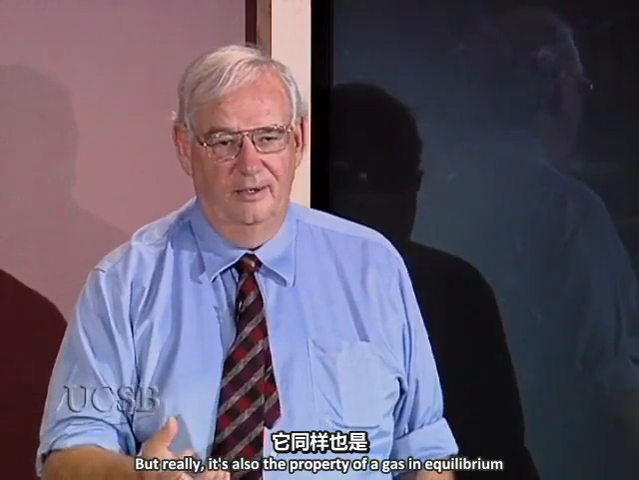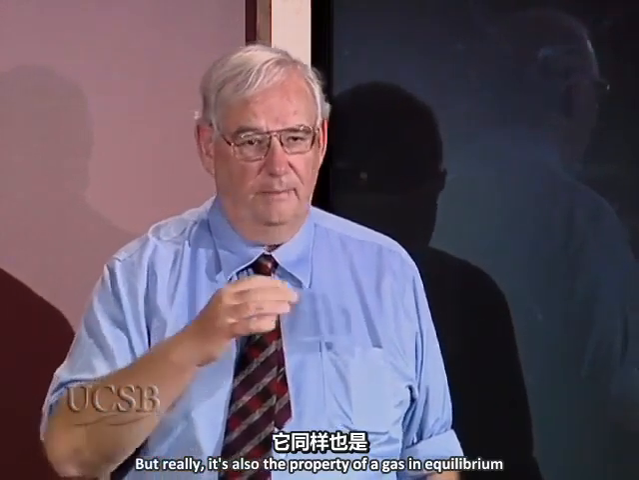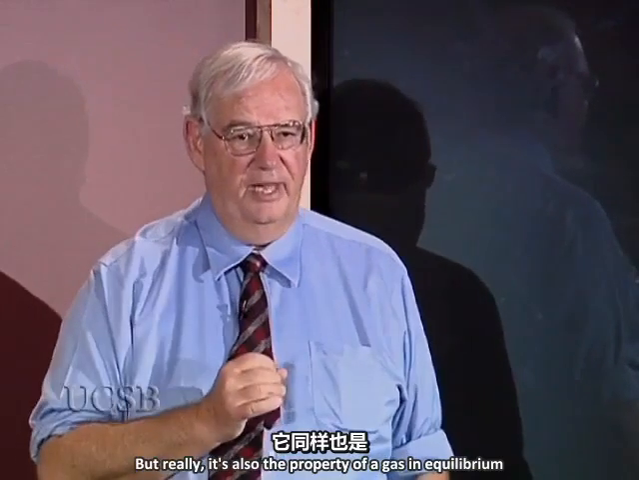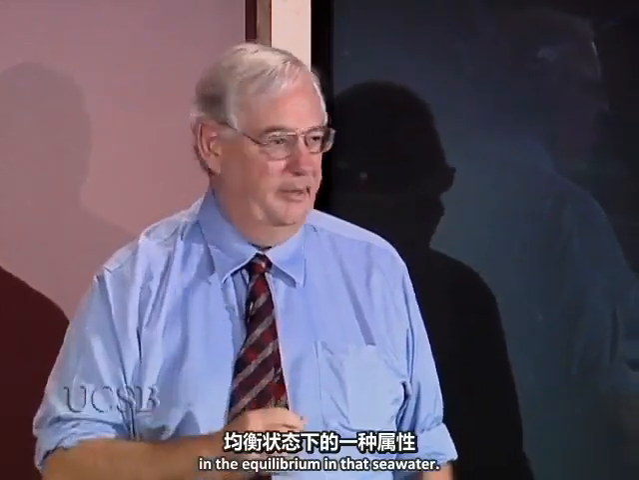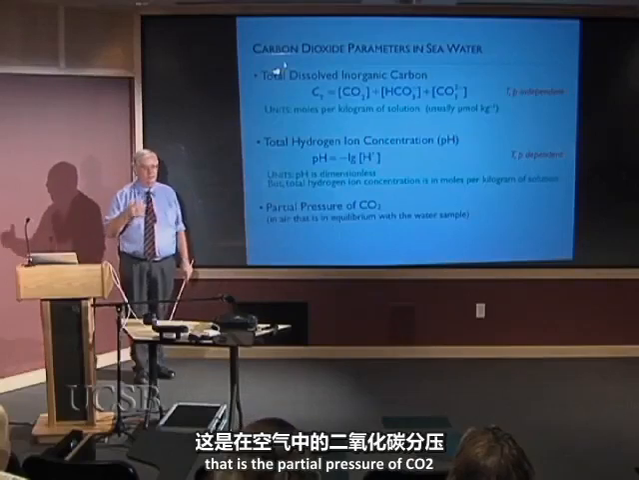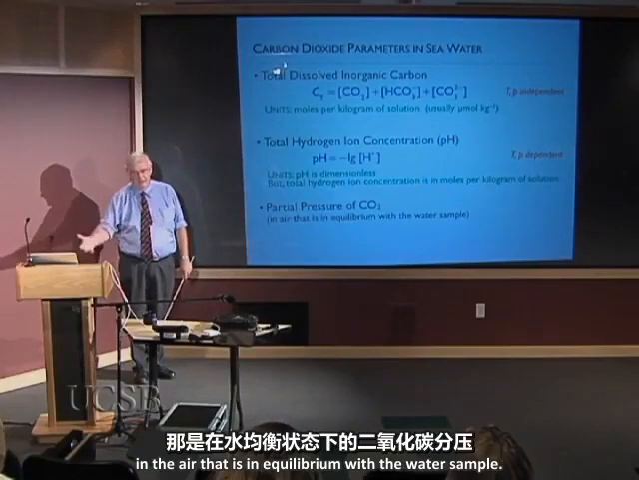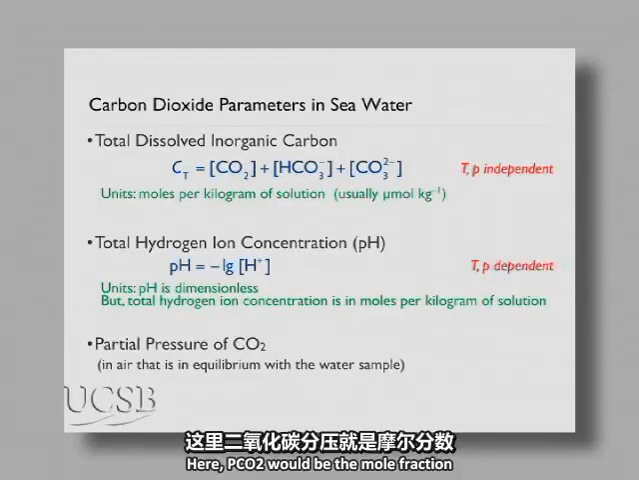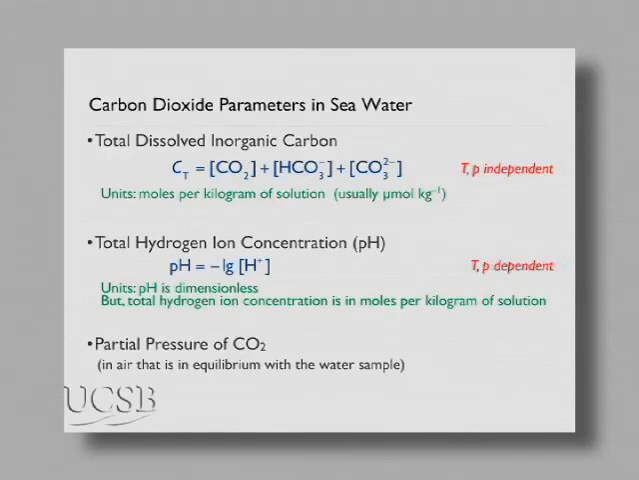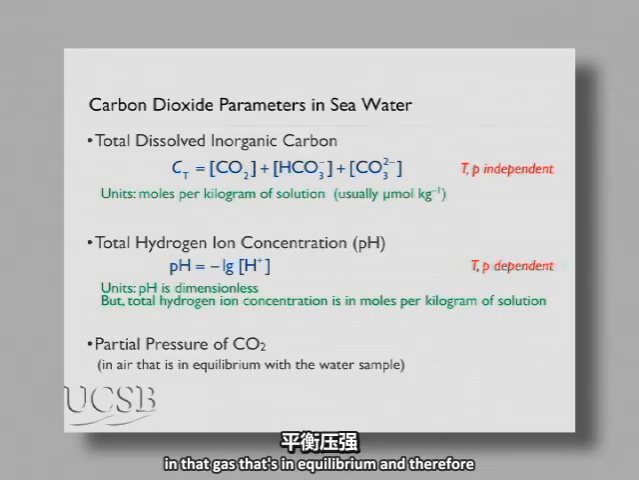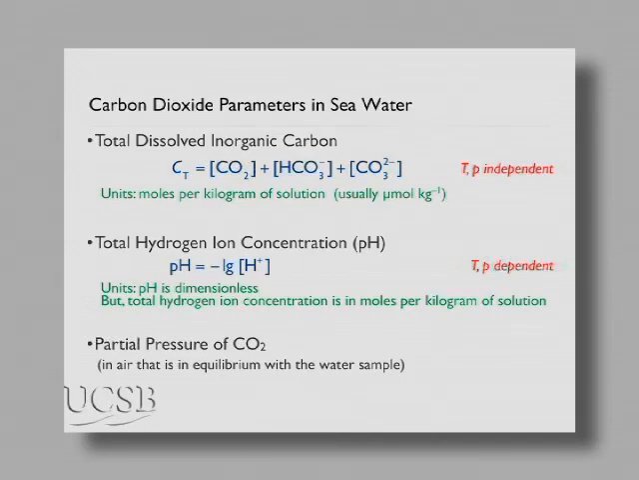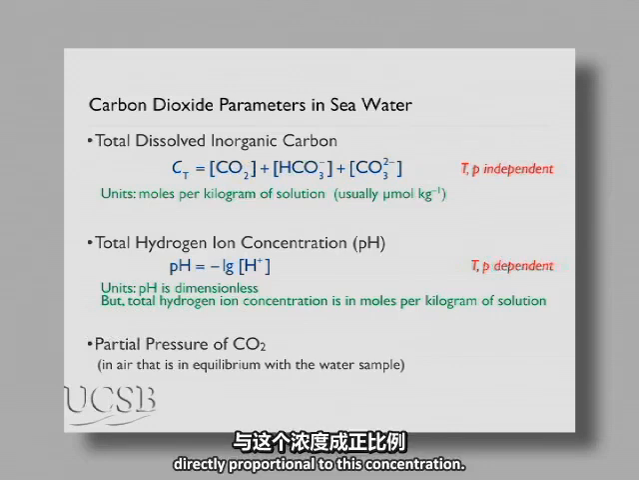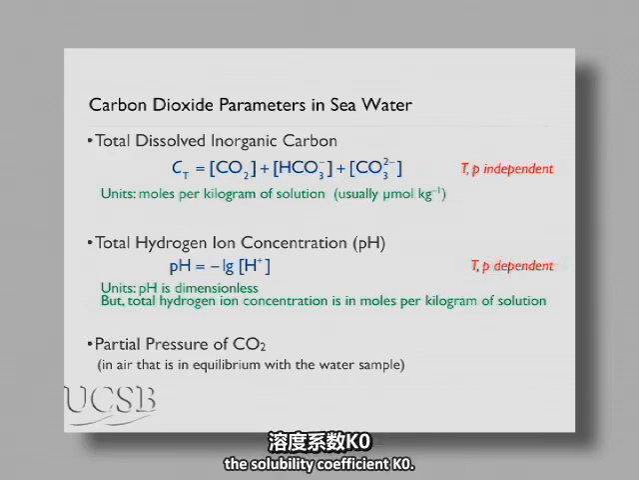It's a property of the seawater. But really, it's also the property of a gas in equilibrium with that seawater, of an air in equilibrium with that seawater. So more strictly, you should say that it's the partial pressure of CO2 in air that is in equilibrium with the water sample. Here, PCO2 would be the mole fraction times the pressure of equilibration in that gas that's in equilibrium. And therefore, you can see the PCO2 is directly proportional to this concentration, and the constant of proportionality is the solubility coefficient, K0.